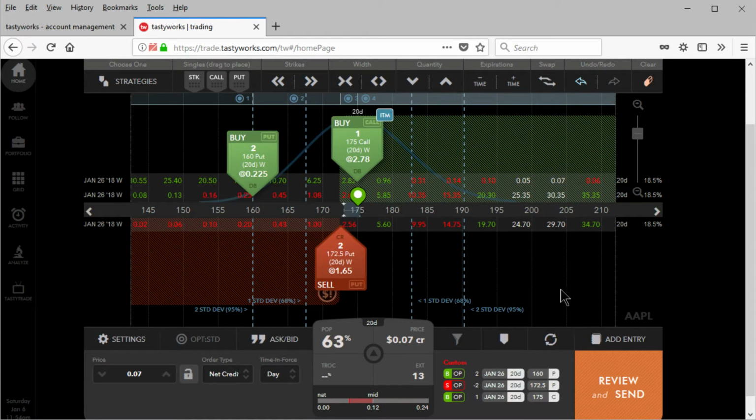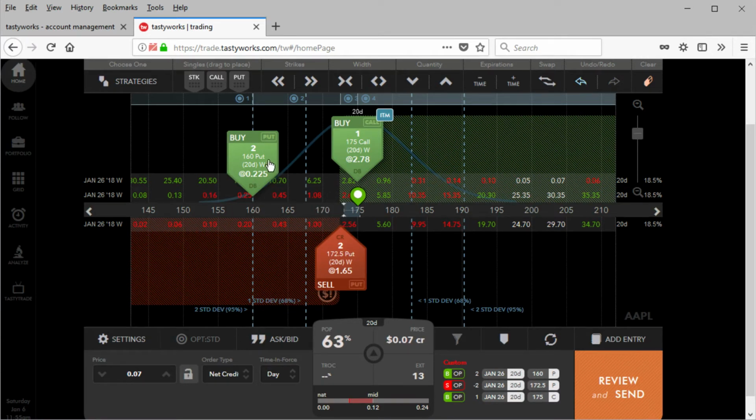Again, with this trade, if the price at expiration is sitting between 172.5 and 175, then I won't lose any money here and keep the 7 cents credit. But as price approaches and gets below 172.5 near the expiration, then this trade will incur losses.